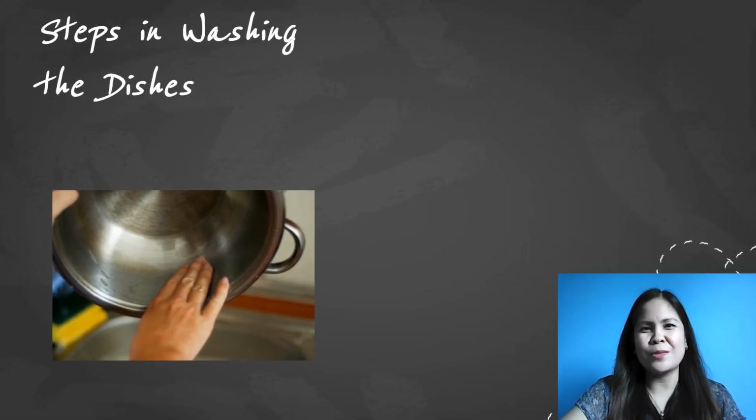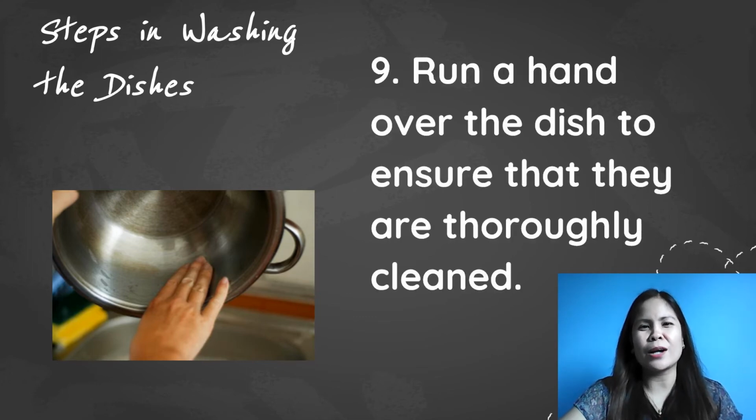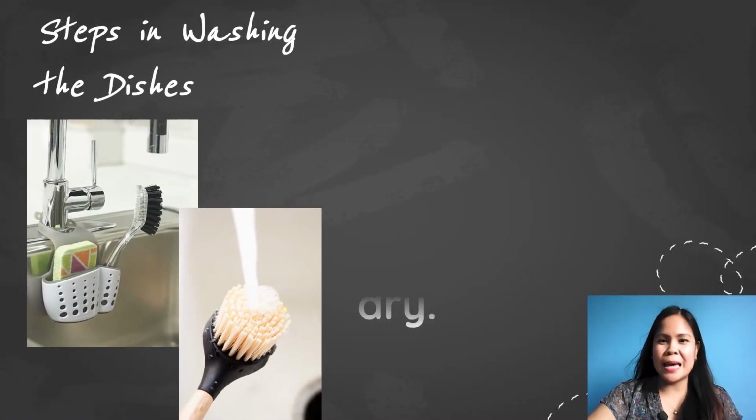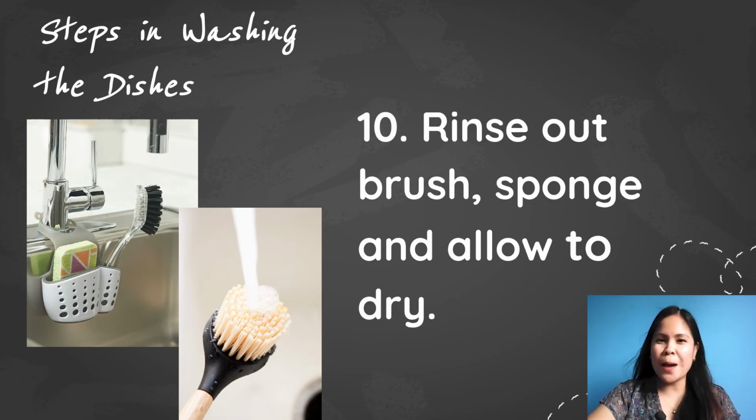Our ninth step in washing the dishes is to run a hand over the dish to ensure that they are thoroughly clean. There should be no visible matter and no greasy feel. If there is still some grease remaining, consider rewashing the item. And our 10th step is to rinse out the brush and sponge and allow them to dry. Sterilize your equipment, often using boiling water with bleach. When a sponge or brush starts to smell unpleasant, throw it away.